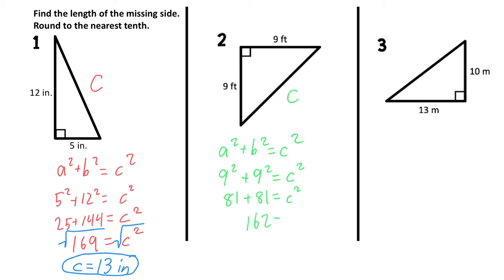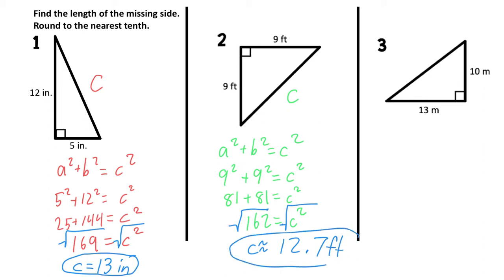Once again, remember, the Pythagorean theorem gives us the hypotenuse squared. In order to find the side length itself, we are going to need to take the square root. And the square root of 162 is 12.7279, and so on, which rounds to 12.7. So the missing side is 12.7 feet.